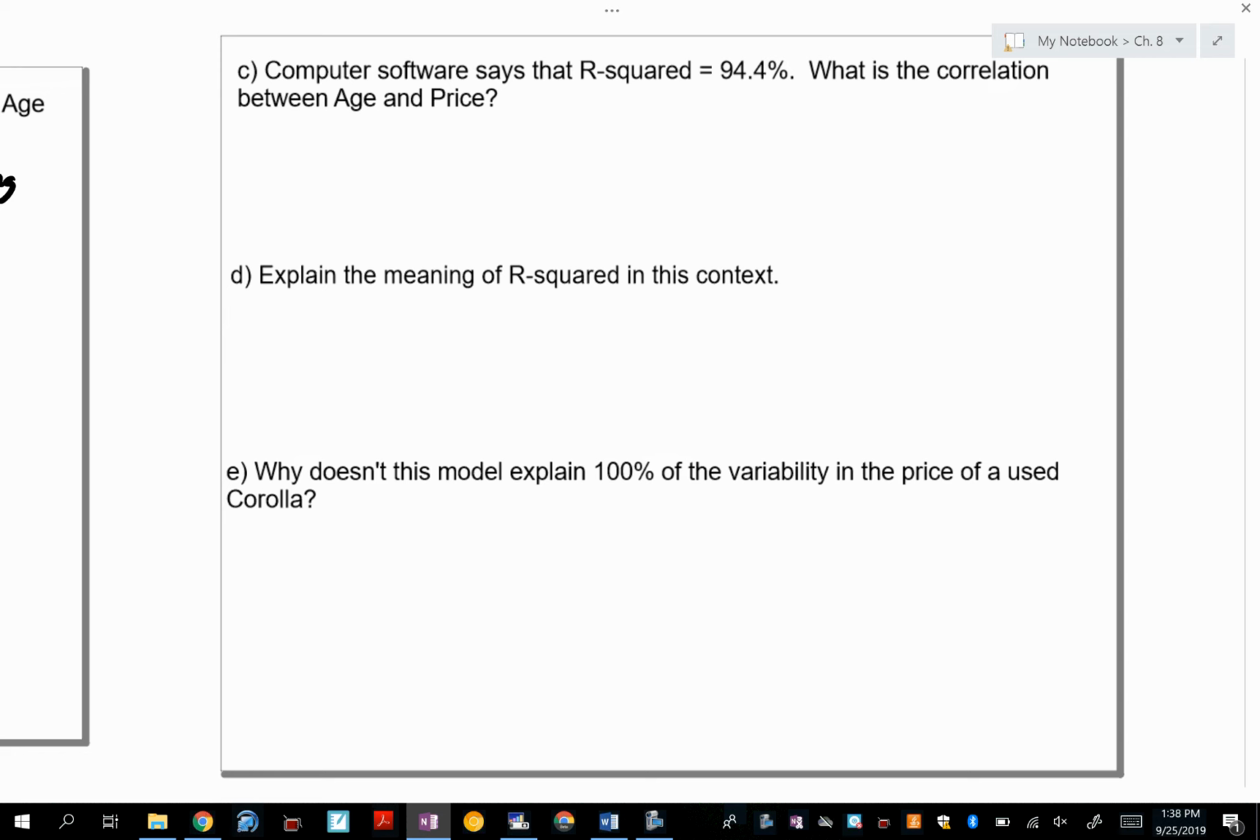Question. When it's on the line, your residual would be 0. That in real life, it's costing the same as what the model's predicting.